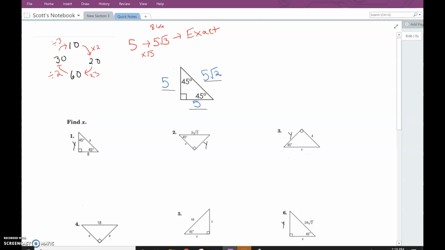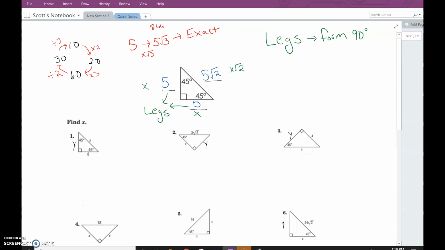It will always follow this process. Sometimes you'll see x's, so this would be x and x and x square root of 2. I just throw a 5 in there because I think it's easier to understand to go back and forth. The legs of the triangle form the 90-degree angle. So this 5 and this 5 are both legs.